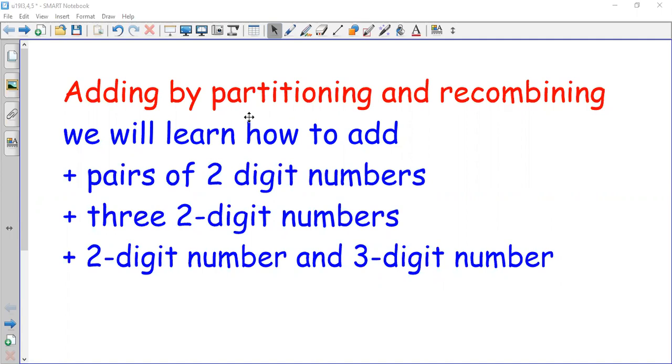Today we will talk about adding by partitioning and recombining. We will learn how to add pairs of two-digit numbers, how to add three numbers where each number has two digits, and how to add a two-digit number and a three-digit number. All this by partitioning and recombining.